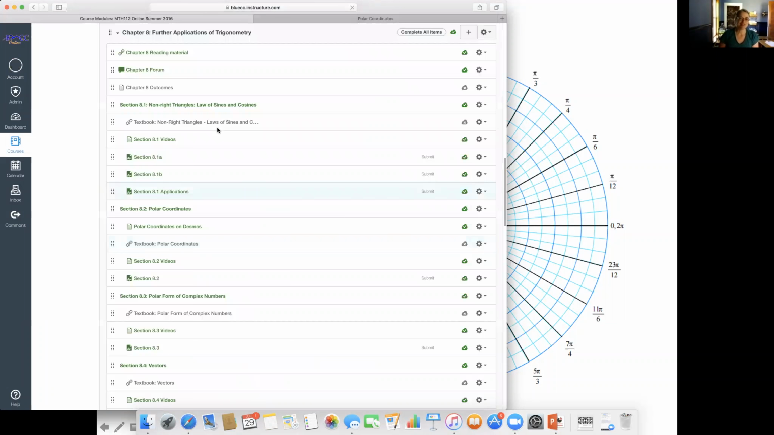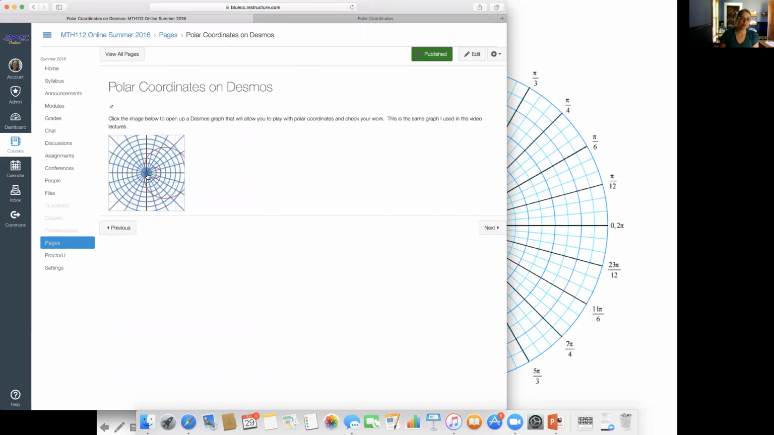yours might look a little different because I've got some extra stuff because I'm in the teacher view. But right here is where section 8.2 begins, and if you click here on polar coordinates on Desmos, this will take you to a page where you can open up the Desmos graph that is all set up to help you with polar coordinates. We'll be working with this in a minute.